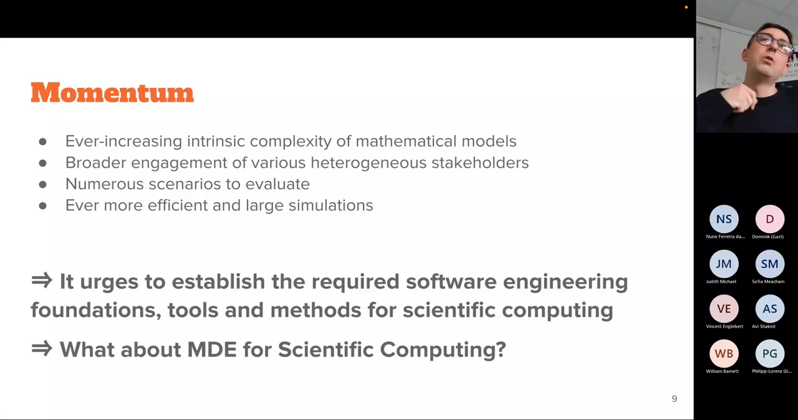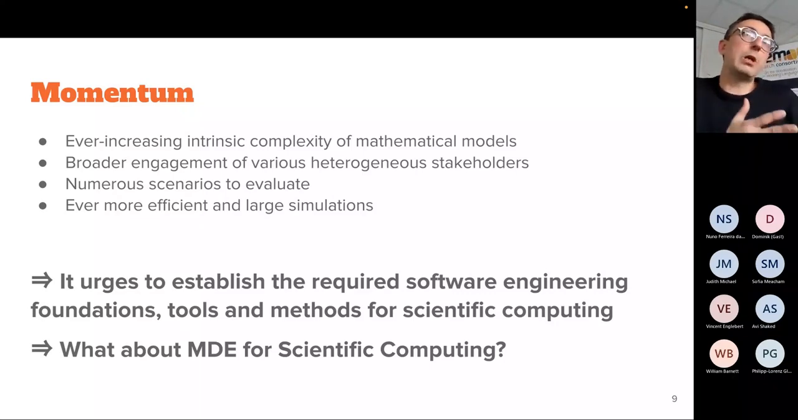So, for example, they want to have more interactivity with this model, such that they can do some what-if scenarios very easily. But of course, they don't have days and weeks to wait for the feedback. So it's really different. They want to trade off some precision with regard to some interaction and reactivity of the models. And of course, we want ever more efficient and large simulation. So it's a call for establishing the required software engineering foundation, tools and methods that we need for scientific computing.